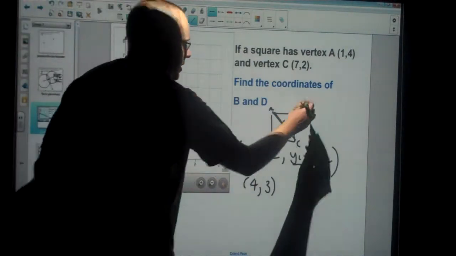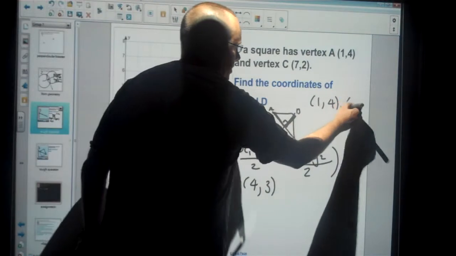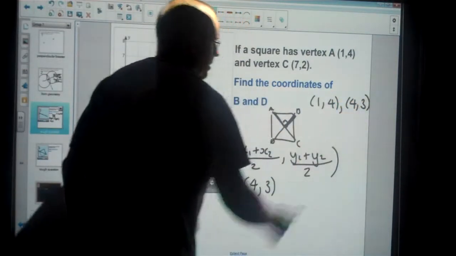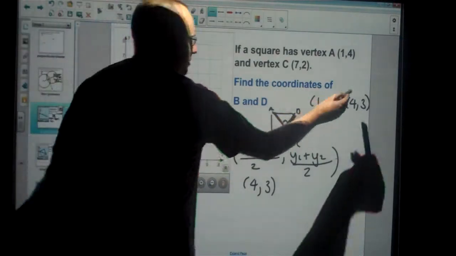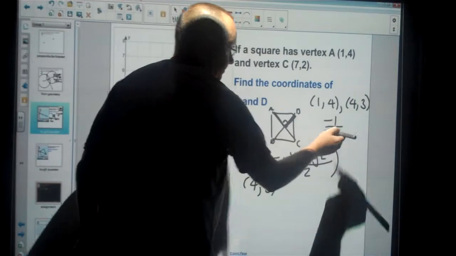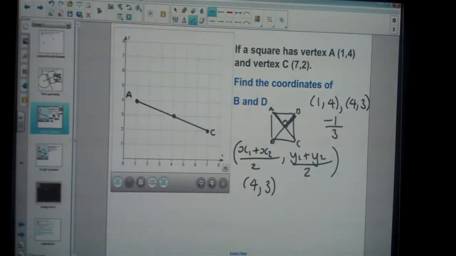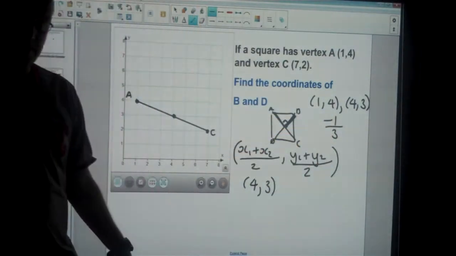So I'm going to use the point (1, 4), and I'm also going to use my midpoint, which is (4, 3). And from that I'm going to work out what the slope is. So (y2 - y1)/(x2 - x1). And I guess the reason I want to choose the leftmost point is to make sure that my denominator stays positive. So what I have here is a slope of -1/3.